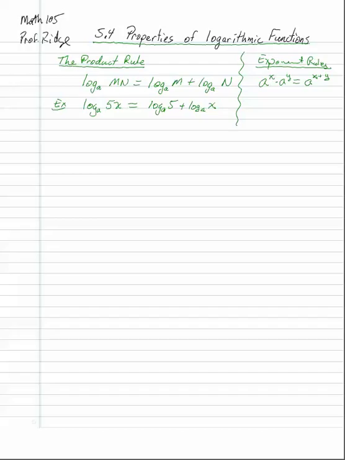The next rule is the power rule. Okay, so log base A of m to some power, we're going to bring that power out in front and multiply it with the log base A of m. Okay, so you can bring the power in front. And again, the corresponding exponent rule would be if you take a power to a power, you're going to multiply the powers. So that's the same idea.